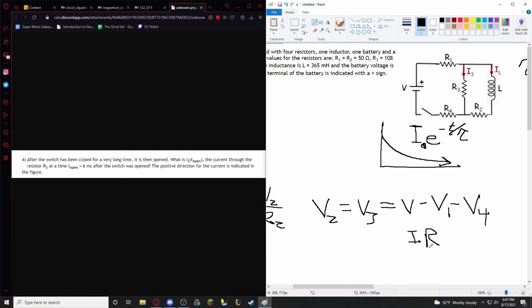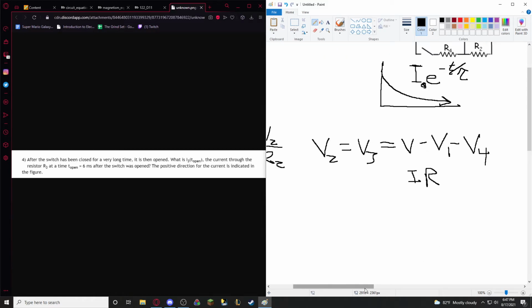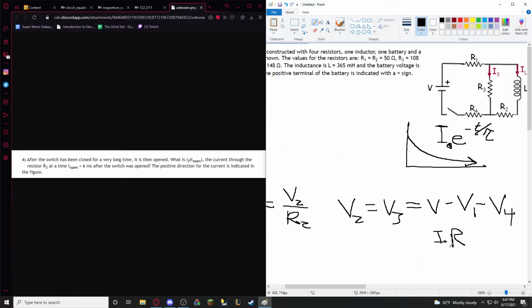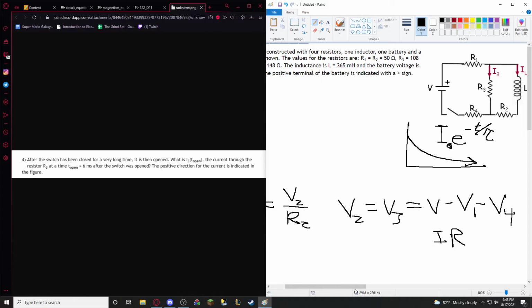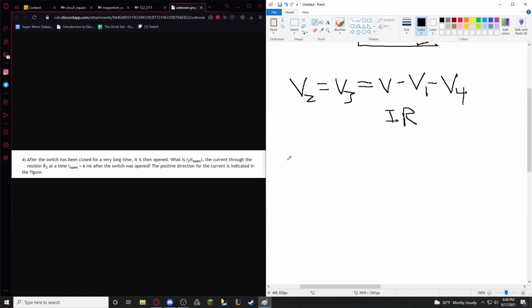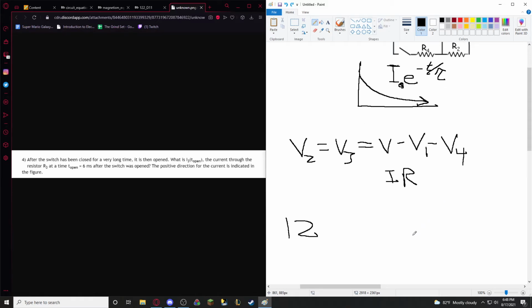So let's go ahead and write this down, and I'm going to use the numbers because anytime there's a number here, I'm going to use it because it makes things simpler. So let's use V2 here. So we have V, which is the voltage of the battery, 12 volts. Also, I'm going to move V2 over to this side, so it's going to be V minus V1 minus V2 minus V4 is equal to 0.